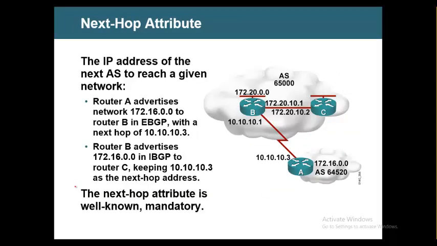Now, this is the next hop attribute. Always the next hop address is advertised. And we also know the next hop behavior. Inside IBGP, the EBGP's address is carried. For example, about this 172.16.0.0, when B advertises to C, it keeps 10.10.10.3, which is of A. B is not putting its own address. Right. So next hop is also well known and mandatory. Kindly go through this example once and let me know if you have a question. Wonderful. So let's move to the next one.